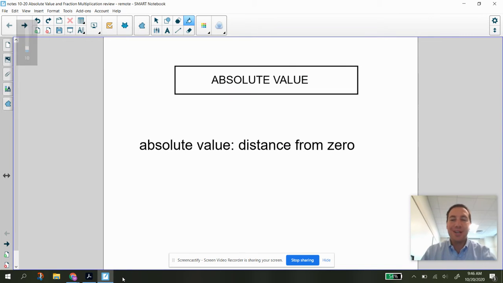All right, Mr. Spooner here to teach you about absolute value and then do a little fraction multiplication and division review. All right, so first of all, absolute value, the definition is the distance of a number from zero. And you'll see how that actually helps you when you're doing some problems. But absolute value is the distance from zero.